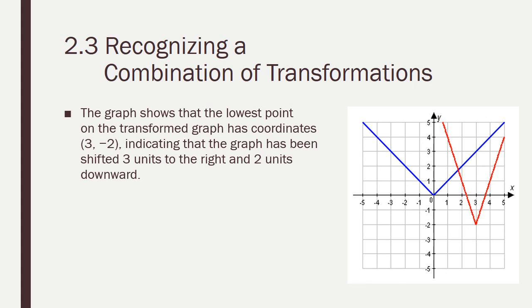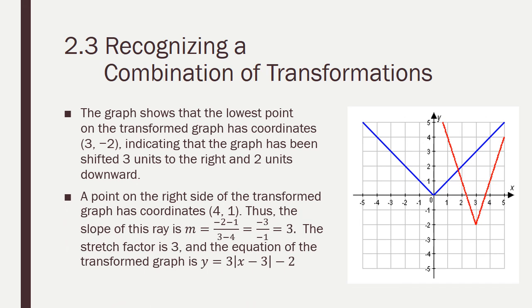Okay, looking at the red graph, it shows that the lowest point is at (3, -2), which means that we know the graph has been moved right 3 and down 2. The next thing we did was take a point on the right side of the graph that had coordinates of (4, 1), and we found the slope of that side of the graph. That's going to help us figure out what got multiplied in front. So finding the slope gave us the stretch factor, which is 3. That's going to go out in front of the absolute value. So we have y equals 3 times the absolute value of x minus 3, then minus 2.